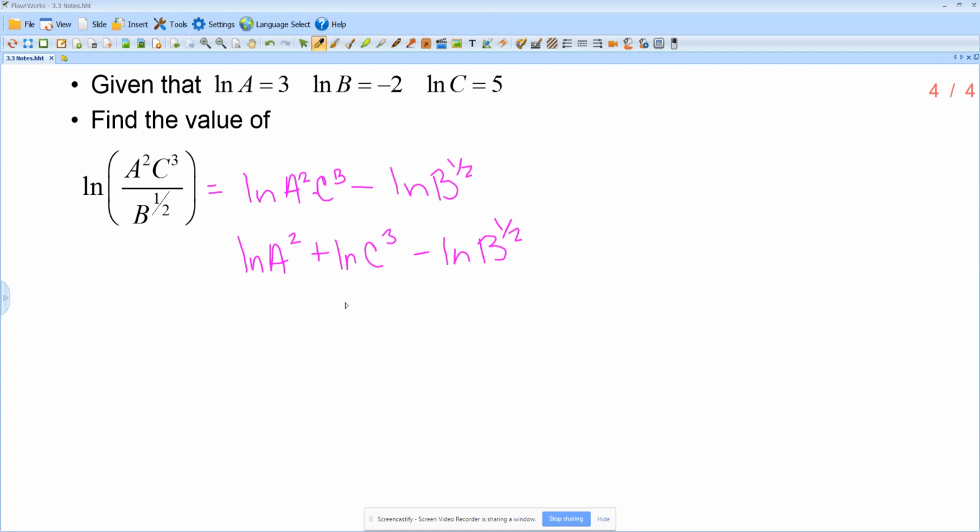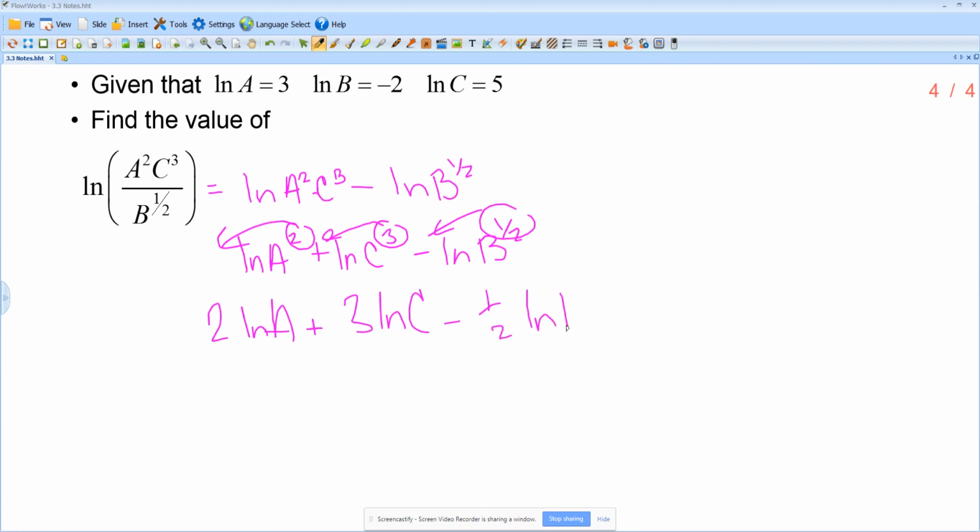This is the next step where people usually make a mistake, because at this point, that's sometimes when they substitute and they say, okay, so I'm going to have the natural log of A, which is 3, and then squared. But the problem is you cannot still substitute in, because this is the natural log of A squared, not the natural log of just A. Again, we are not substituting in A, B, and C. We're substituting in the natural log of them. So all of these exponents need to come down as multipliers first. So 2 natural log A plus 3 natural log C minus 1/2 natural log B.